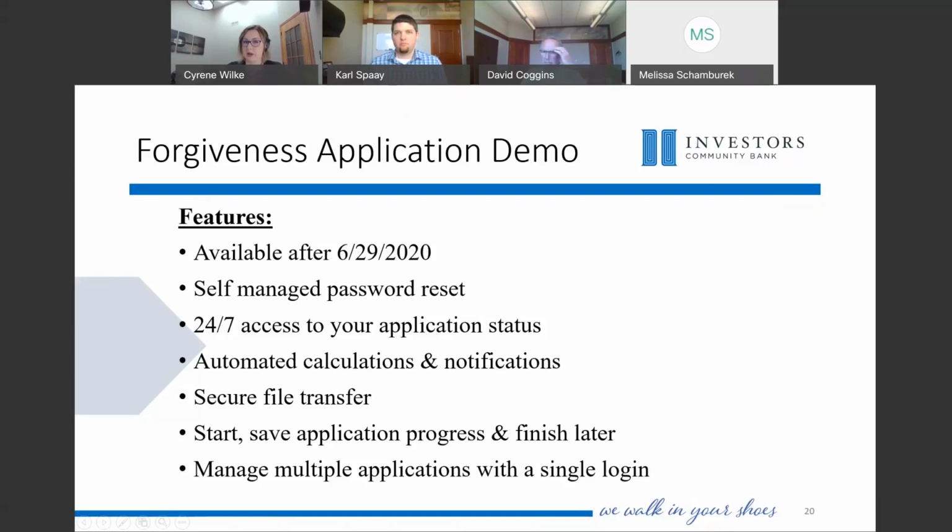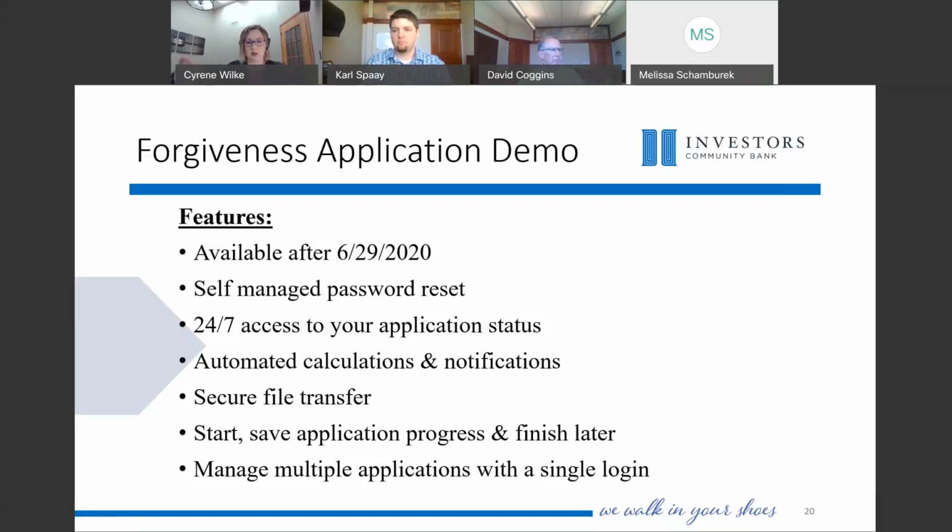There is a self-managed password reset. And I'll demonstrate the registration process. So you won't have to worry about forgetting your password. You'll be able to manage that on your own. The one thing that's nice about this is you will have 24-hour-a-day, 7-day-a-week access to your application. So anytime you feel like you want to check on the status, you can log in, you can check on your application. There are some automatic calculations embedded in the program that we'll demonstrate for you today, along with automatic notifications. So you'll always be aware of what the status of your request is.